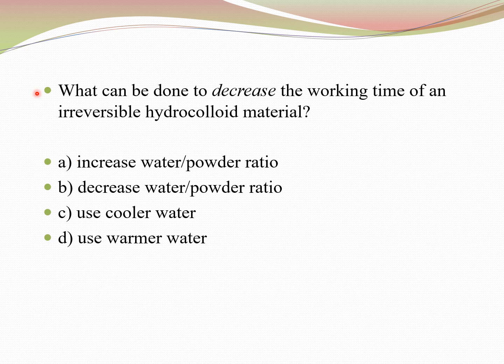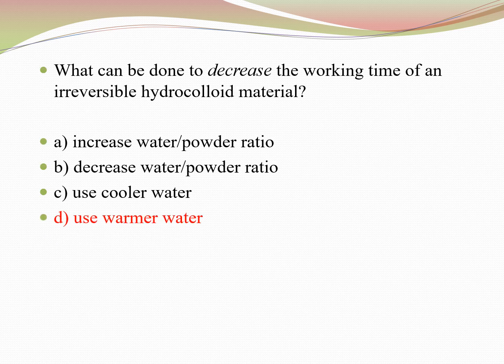Which can be done to decrease the working time in an irreversible hydrocolloid material? Remember, that's our alginate that is irreversible. So just remember, irreversible hydrocolloid is going to be an alginate. So we increase the water powder ratio, decrease the water powder ratio, use cooler water, use warmer water. So we want to decrease that working time of the alginate. So we're going to use a warmer water because that's going to make it set up a lot faster.